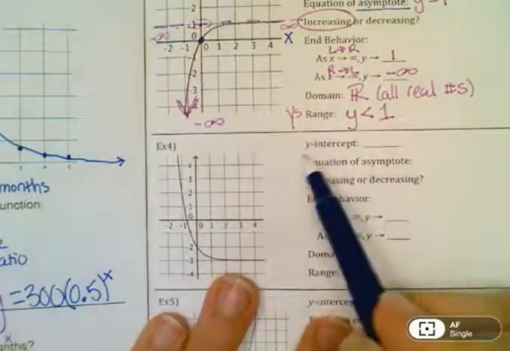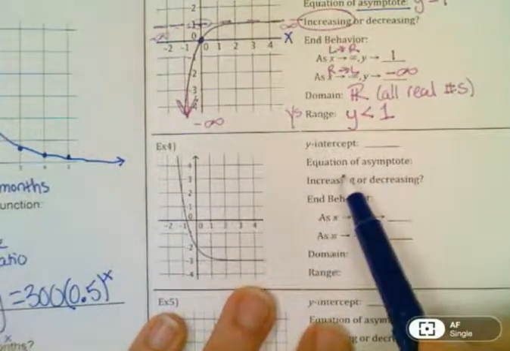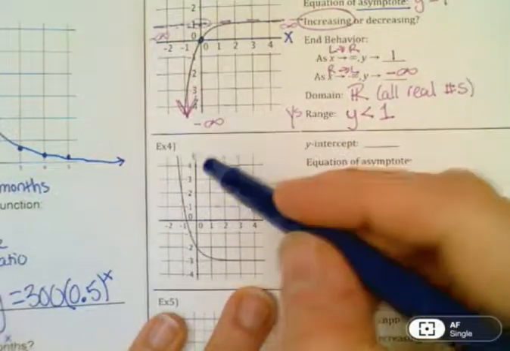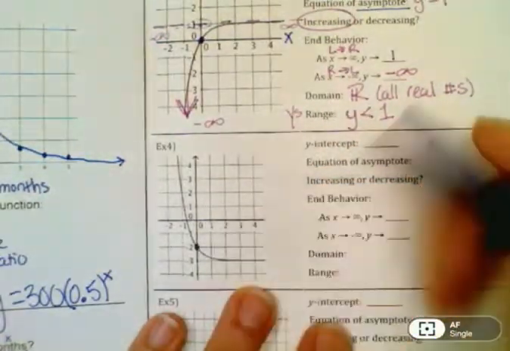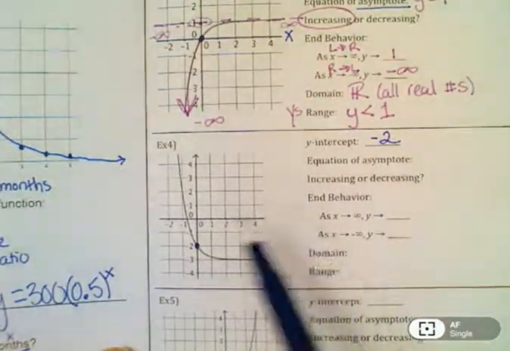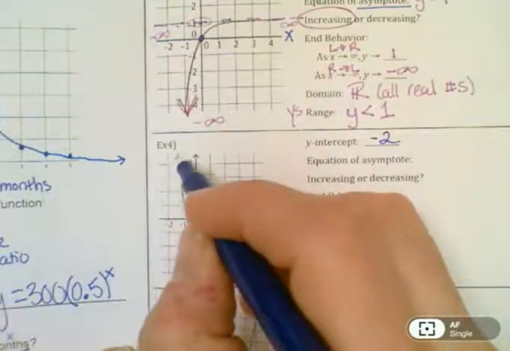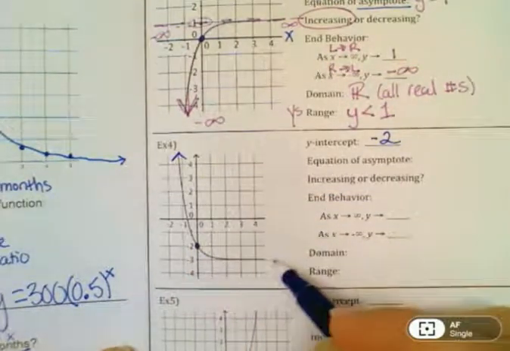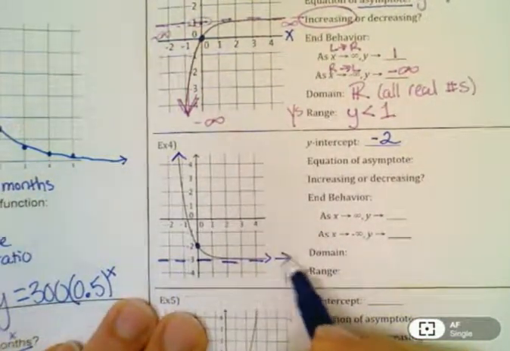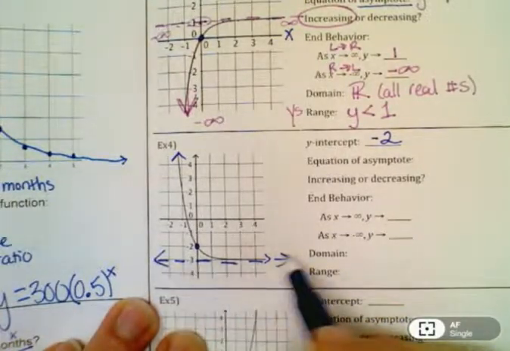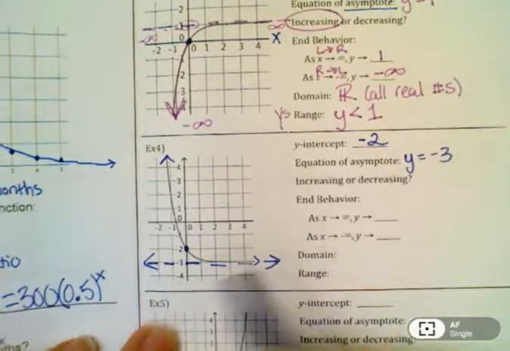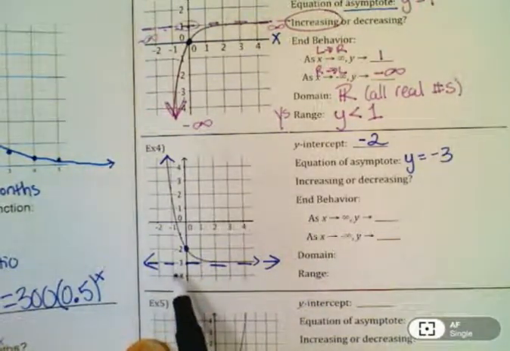Let's look at example 4. The y-intercept of this graph, you guys write down what you think it is. -2. The equation of the asymptote. So where does it level off? So here it's exploding up, but on the other side it's leveling off and becoming flat, and that happens right here. So the equation of that line is y equals -3, because the leveling off place is where y is -3.